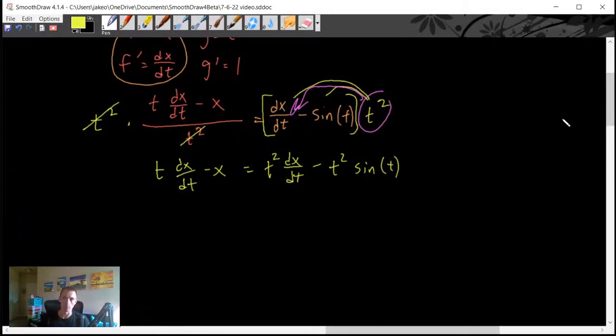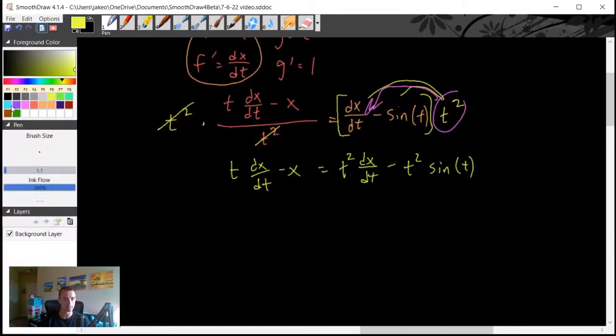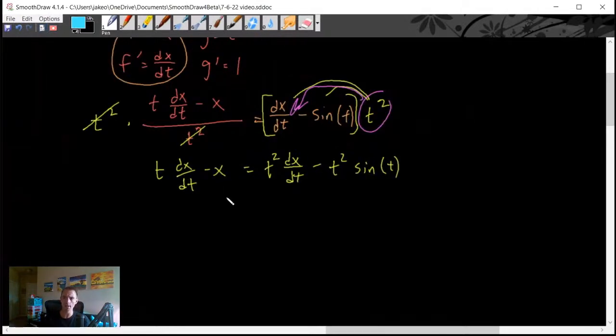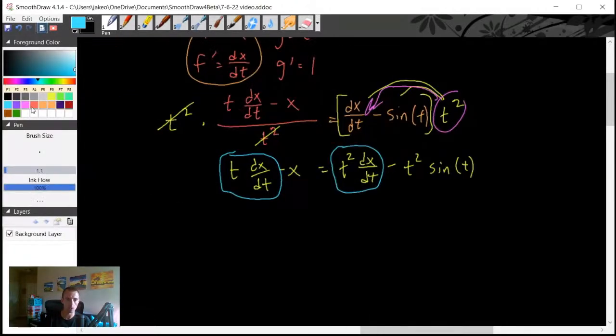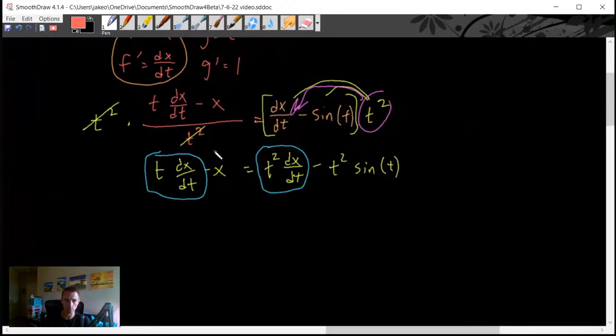Okay. So now what we need to do, like I was saying before, is subtract or add all of our dx dt terms to one side of the equation and our non-dx dt terms to the other side. So first thing I like to do is just circle where my dx dt terms are and where my non-dx dt terms are. You can see in blue here, we have dx dt here and here. And then in red, I put this minus x and this minus t squared times sine of t, which do not have a dx dt. So basically we want to move our dx dt term over to the left and our non-dx dt term over to the right.